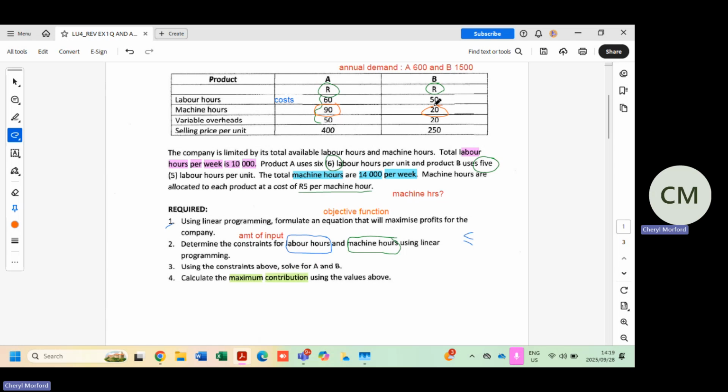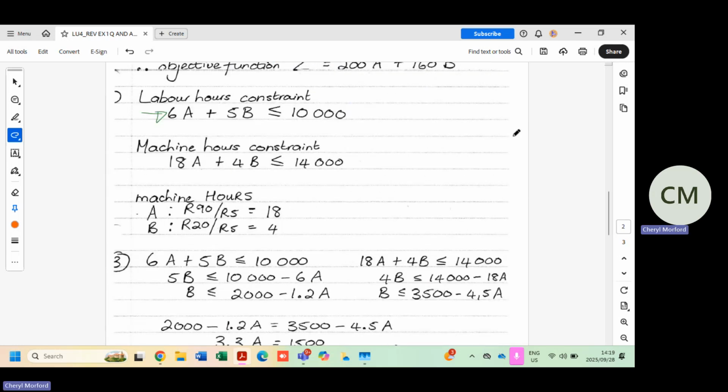And if it's 5 Rand an hour, surely we can find hours. We divide 90 by 5. And what would we do for B? The cost in money terms for machine hours was 20 Rand. At 5 Rand an hour, obviously 4 hours.